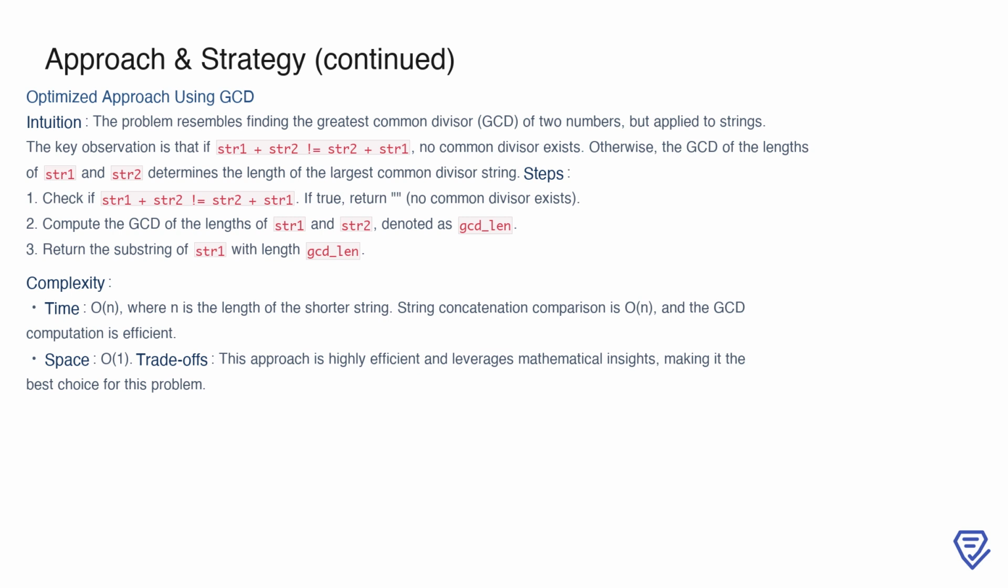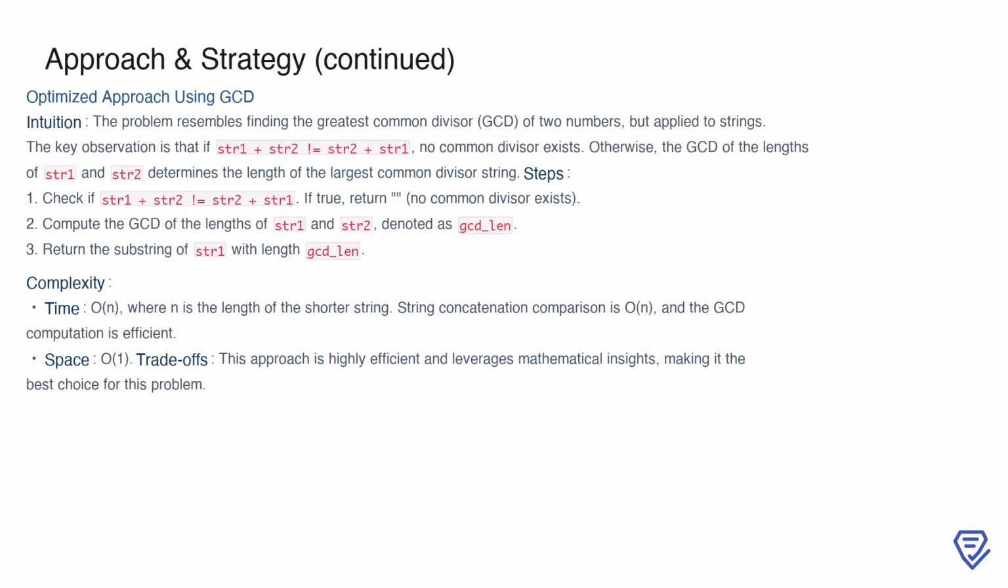The first critical step is to check whether the concatenated order of the strings matches. If str1 plus str2 is not equal to str2 plus str1, we can immediately conclude that no common divisor exists, and the answer is an empty string. However, if the concatenated strings do match, the next step is to compute the GCD of the lengths of str1 and str2. This GCD value, which we'll call GCD_len, gives the length of the largest common divisor string. Finally, we return the substring of str1 that corresponds to this length.